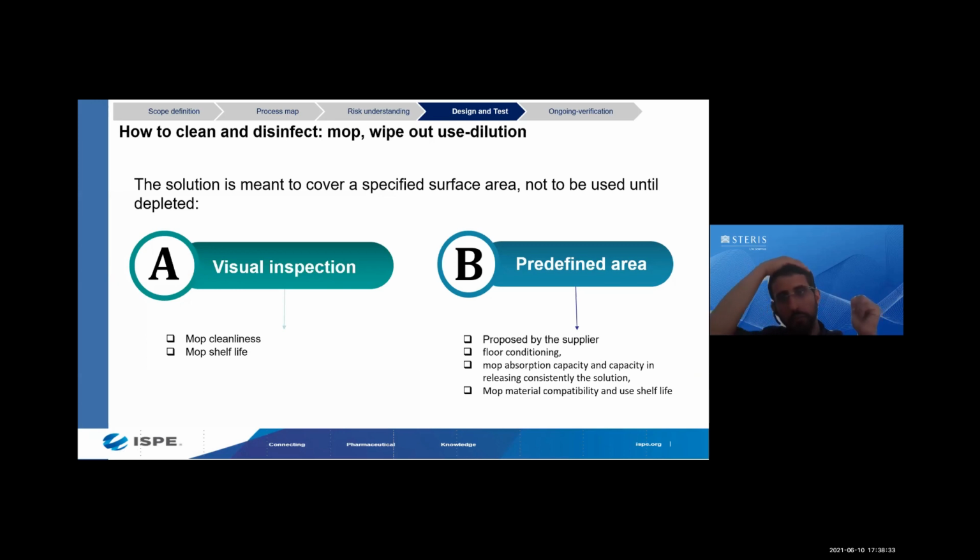alter the material of construction of the mop. So if your mop arrives as a new mop, a blue mop, and if your mop starts to change color, that means it's maybe time to change the mop.